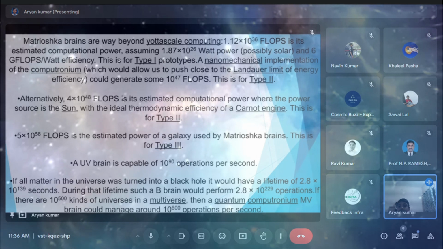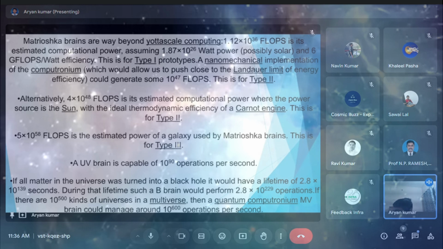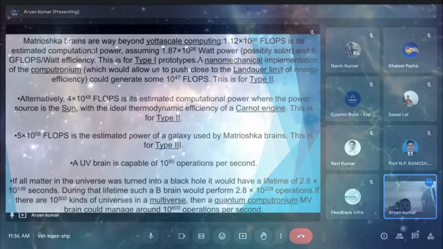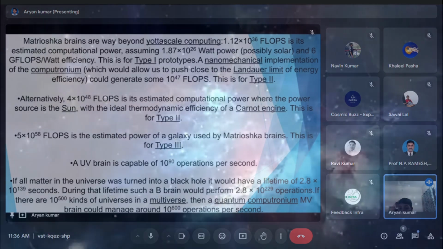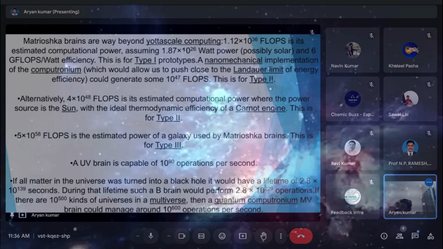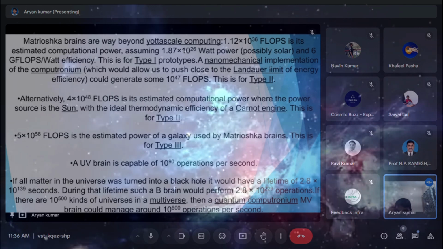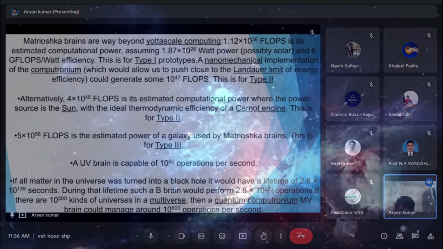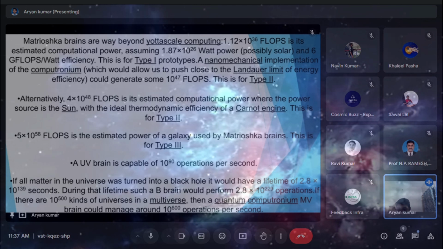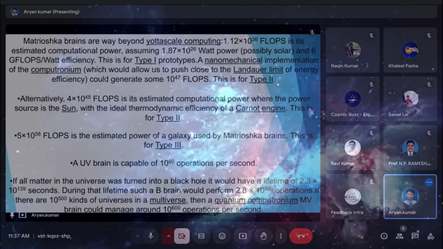So this is the Matryoshka brain, which is way beyond our capabilities right now. These can be a reality after we become a type 1 civilization. These flops are nothing but operations per second. Ours is around 10^13 flops.